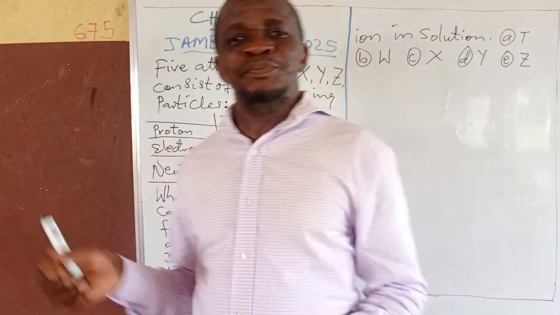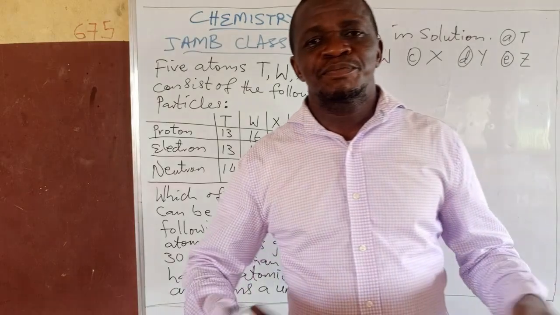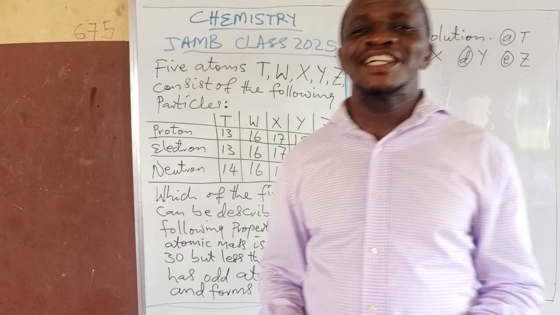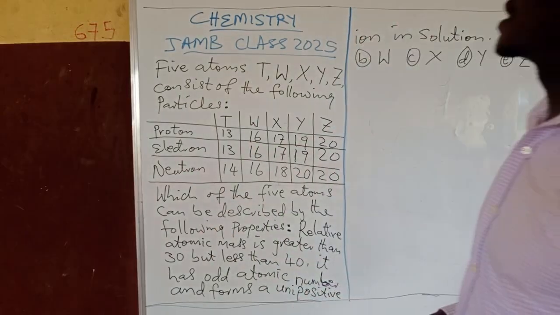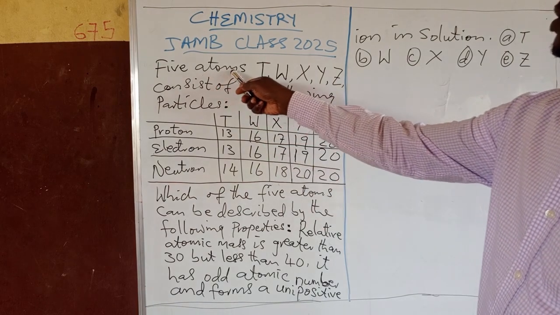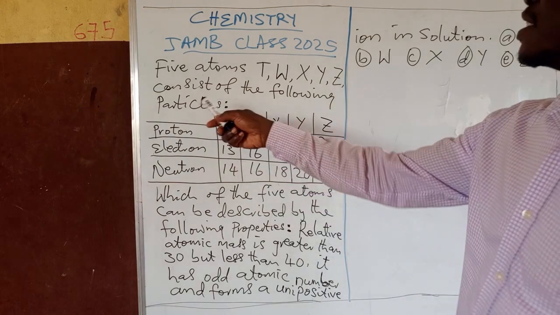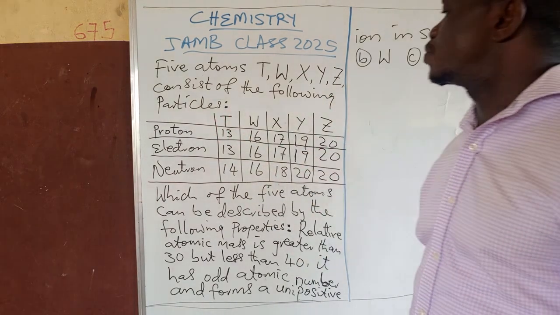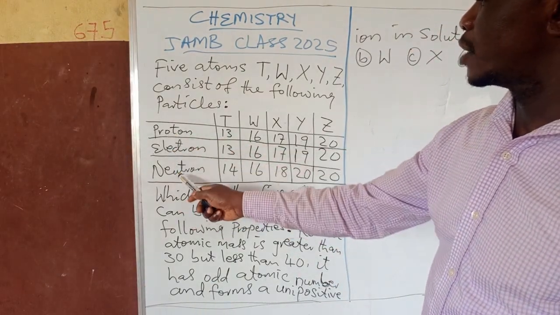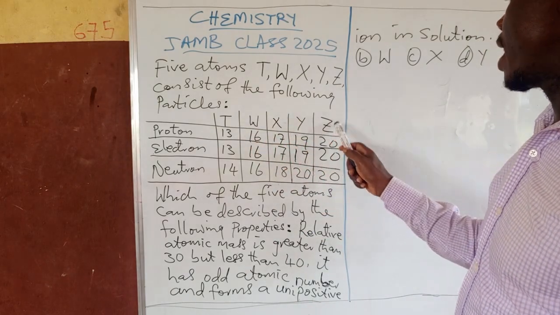So for today, in our chemistry class, we want to talk about past questions in JAMB, preparing for the one of 2025. So let's see the first question. The first question says, five atoms T, W, X, Y, and Z consist of the following particles. These are the particles: proton, electron, and neutron. This is the T, W, X, Y, and Z.